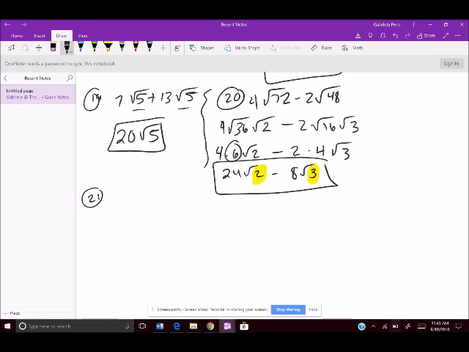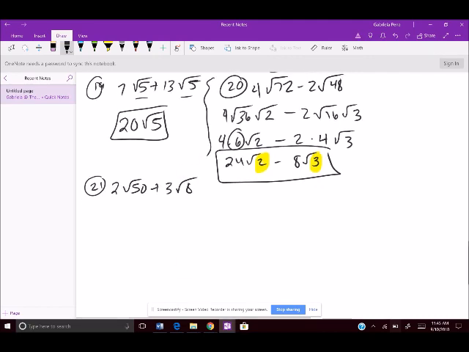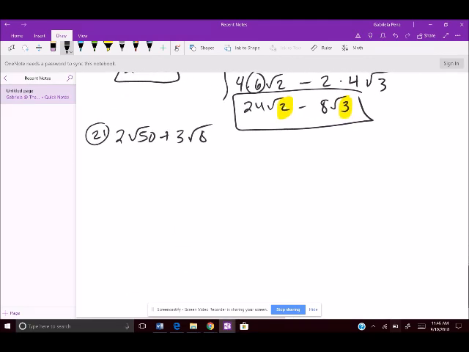Alrighty, going back to 21. 2 square root of 50 plus 3 square root of 8. Now 50 becomes what? 25 times 2. Square root of 25 times the square root of 2, plus 3 and square root of 2. Please don't forget to bring these numbers down. That's what I noticed sometimes. They all forget to bring those down, and that's where you guys end up messing up.